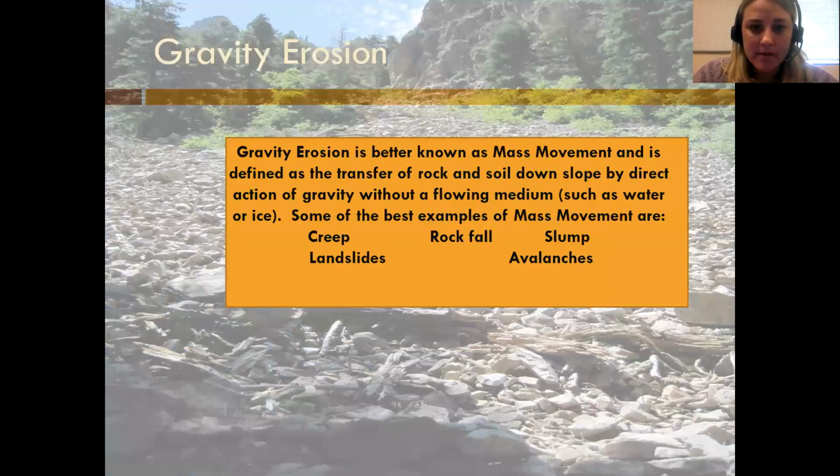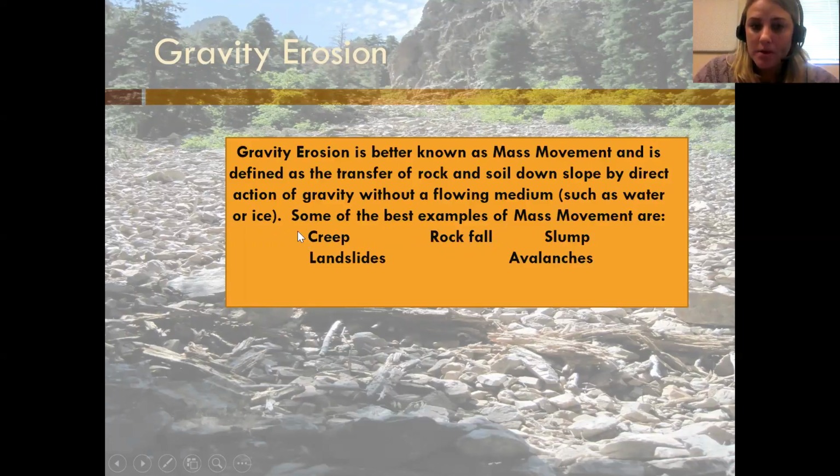The last one's gravity erosion, and we kind of touched on this a little bit when we talked about the formation of soil. So this is that mass movement. So again, transfer of rock by gravity. So we talked about them. Creeps, remember, that's going to be that slow movement of soil. Then we have landslides, rock falling, slumps, avalanches. These are all going to be rapid movements.